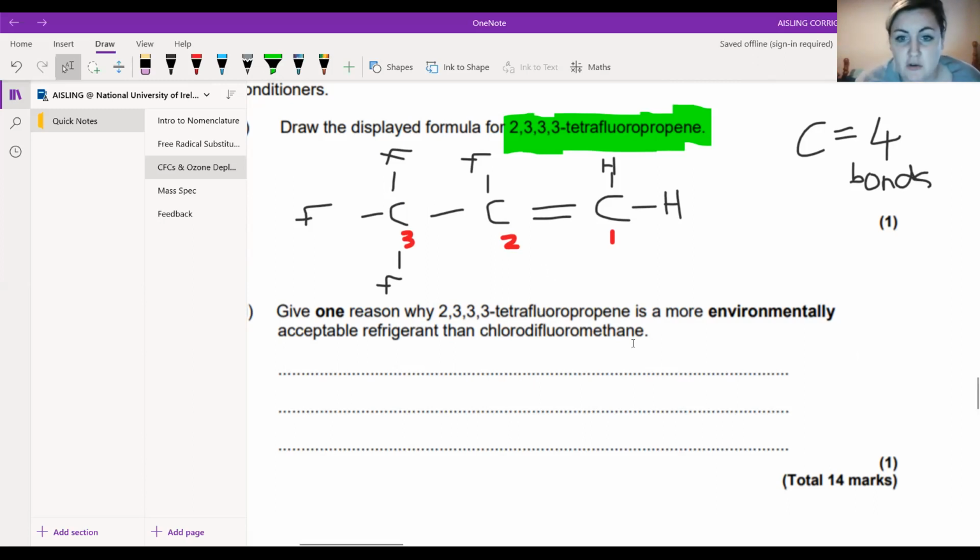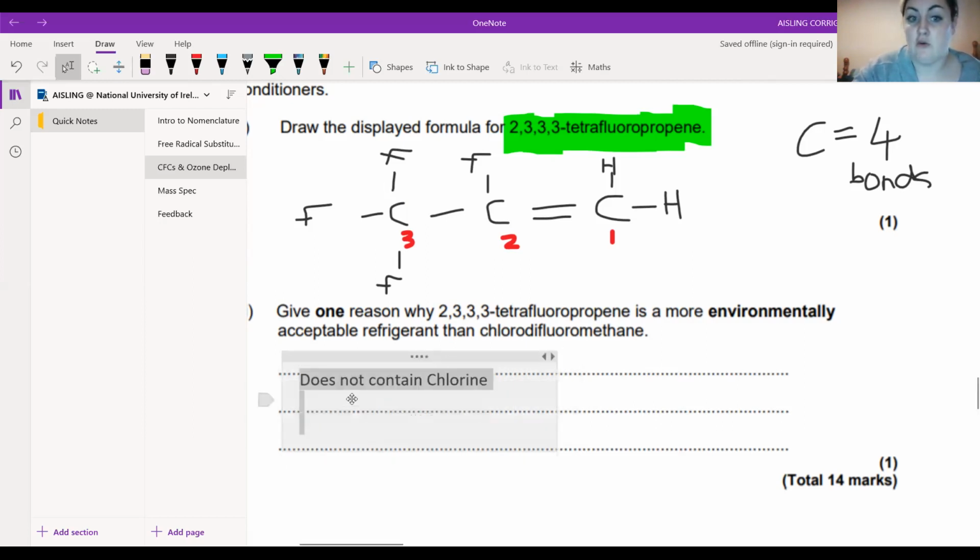Anyway, on the other hand, chlorine isn't. So what I would say here is that it does not contain chlorine. Or you could say does not release a chlorine radical as well. That's probably a nicer way. Does not release a chlorine radical. Now this is worth 1 mark. Either of these is completely fine. It's just looking for not too much detail. Does not contain chlorine, first of all. If it doesn't contain chlorine, it does not release a chlorine radical. Either of these is just fine.